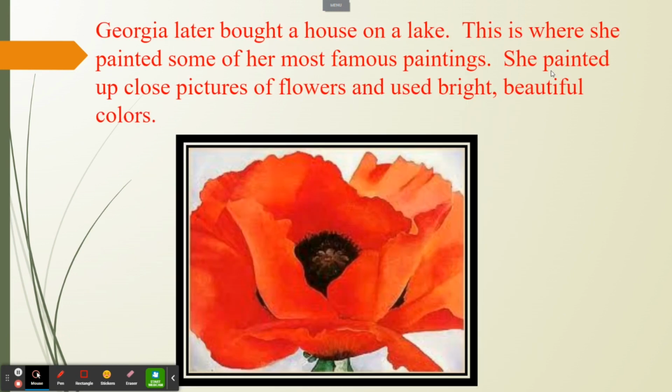Georgia later bought a house with her husband on a lake, and this is where she did some of her most famous paintings. She painted up-close pictures, mostly of flowers, but she often did other things such as skulls or other things that she found beautiful. She used bright and beautiful colors, so she liked to exaggerate the color a lot in her artworks. And she didn't always stick to what was exactly her reference, but she always did use a reference, which was what you guys are going to be doing today as well.